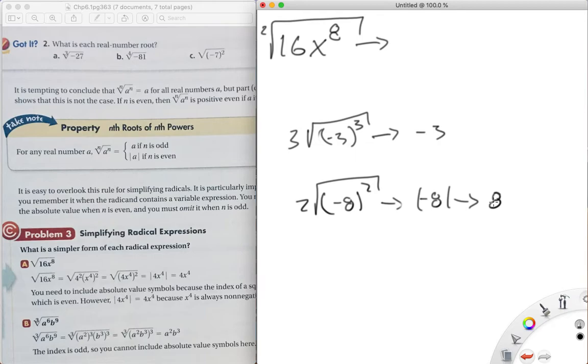So they cancel each other out. So it would be the absolute value. So when the index is even, it's going to be the absolute value of whatever this is in here. When it's odd, it's just the same number.